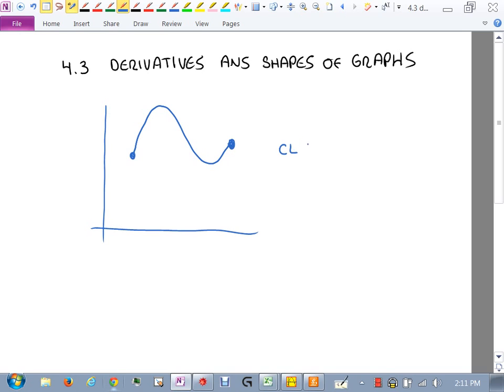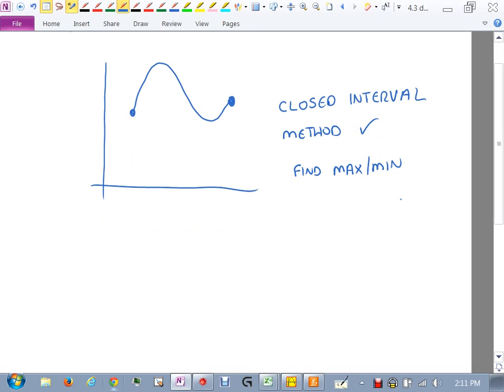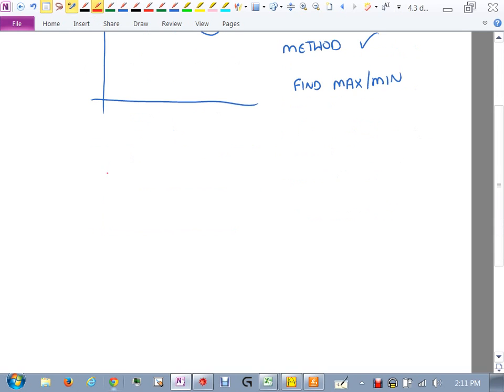So closed interval. Closed interval method is good, right? We got this. This finds the max, the min, right? We've done that. So let's look at a graph of something where I'm not going to close the interval off.